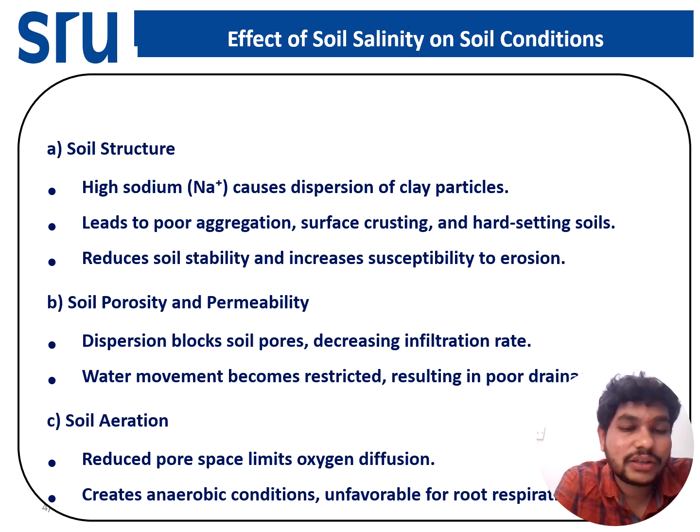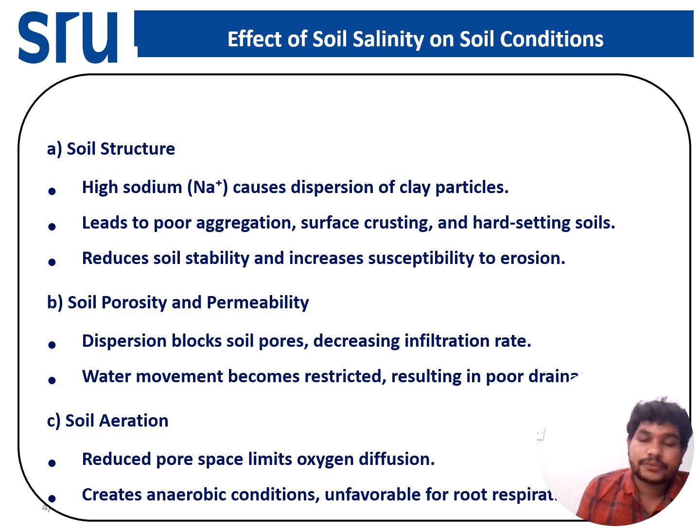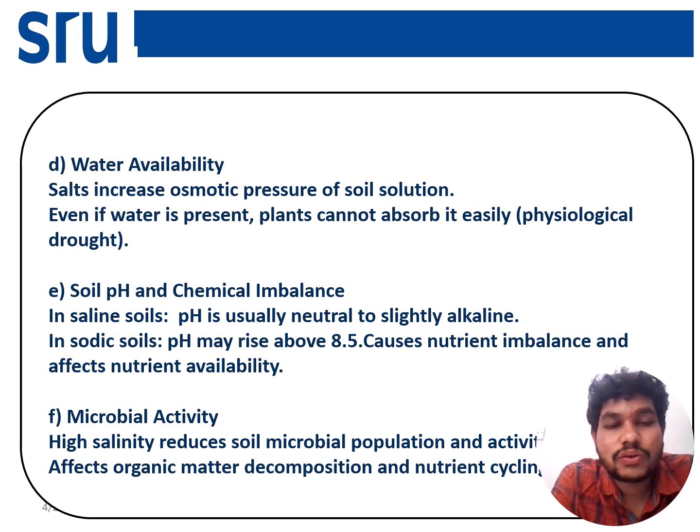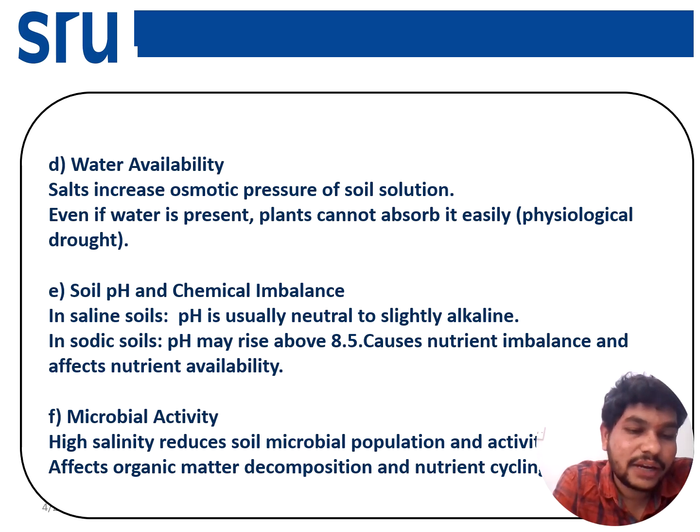Then soil aeration will get reduced, so oxygen content will reduce, and root respiration will be affected. Then also water availability, because as salt concentration increases, osmotic potential increases. So even if water is present, the plant will not take up that water. Then the pH: when the pH is more than 8.5, nutrient imbalance will occur, so plant nutrients will not be available. If you see microbial activity, it gets reduced due to high salt concentration, and organic matter decomposition and nutrient cycling will be disturbed.